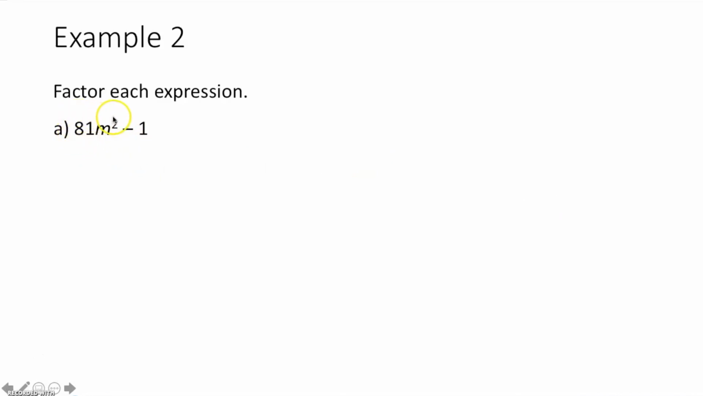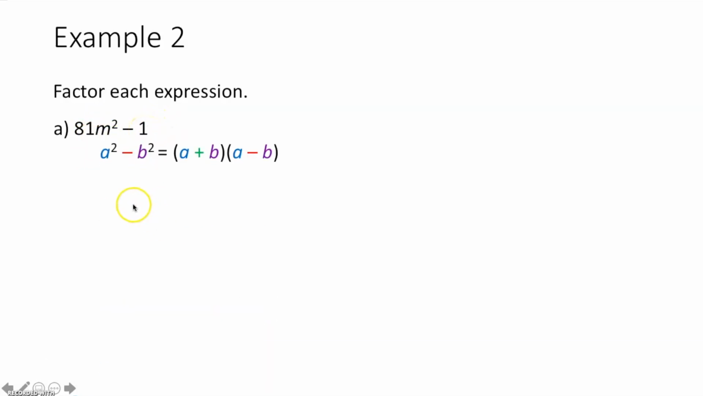No. So we move on to the next step. Is this a difference of squares? Yeah, I think it is, right? Can I take the square root of this? Yeah, the square root of 81 is 9. The square root of m squared is just m. So yeah, this is a difference of squares because the square root of 1 is also 1. So I can use my shortcut.